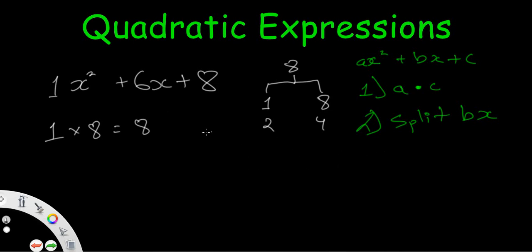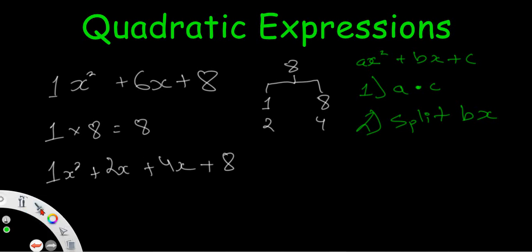But they're not going to be wrong, because if we say, let me split it for you, then you can understand it better. 1x squared plus 2x plus 4x plus 8. Okay, so does it make sense? Yes, of course. 2x plus 4x is still 6x, right? We didn't change anything, we just split the terms.